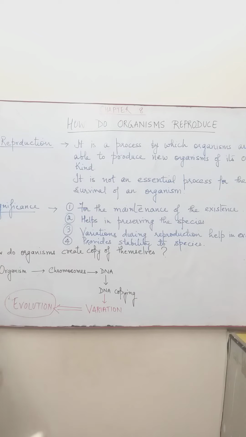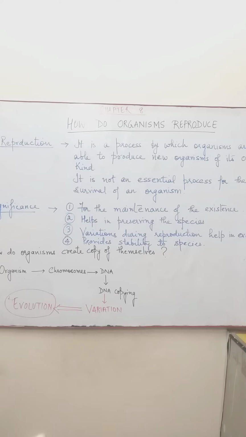Now, what is its significance? Significance is that it is for the maintenance of existence. That means organisms are able to maintain their existence due to the process of reproduction. All of us have come all the way up to this present stage due to the phenomenon called reproduction. Second, it helps in preserving the species. A species is a group of organisms belonging to the same type which are capable of interbreeding. So species are preserved because of the process of reproduction.